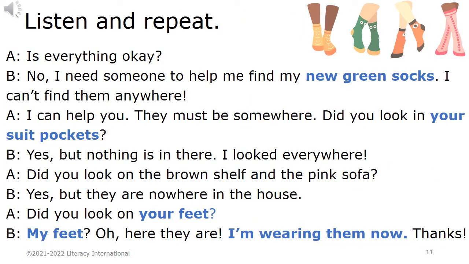Listen and repeat. Is everything okay? No, I need someone to help me find my new green socks. I can't find them anywhere. I can help you. They must be somewhere. Did you look in your suit pockets? Well, yes, but nothing is in there. I looked everywhere. Did you look on the brown shelf and the pink sofa? Yes, but they are nowhere in the house. Did you look on your feet? My feet? Oh, here they are. I'm wearing them now. Thanks.